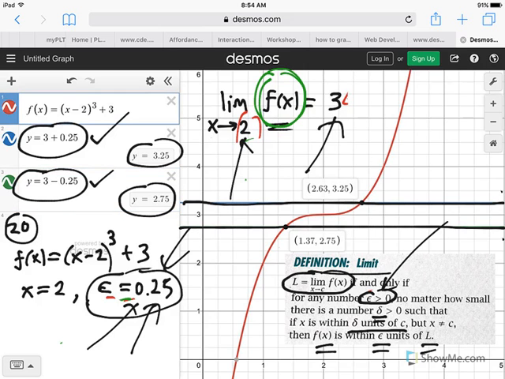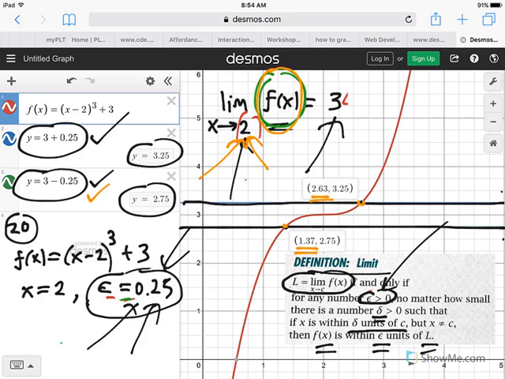So you can see that when I look at the coordinates of the points of intersection between the graph of f and the horizontal line y is equal to 3.25, the x-coordinate of that point of intersection is 2.63. And when I look at the intersection of the graph of f with the horizontal line y is equal to 2.75, the x-coordinate of that point of intersection is 1.37. So c in my example here is 2.